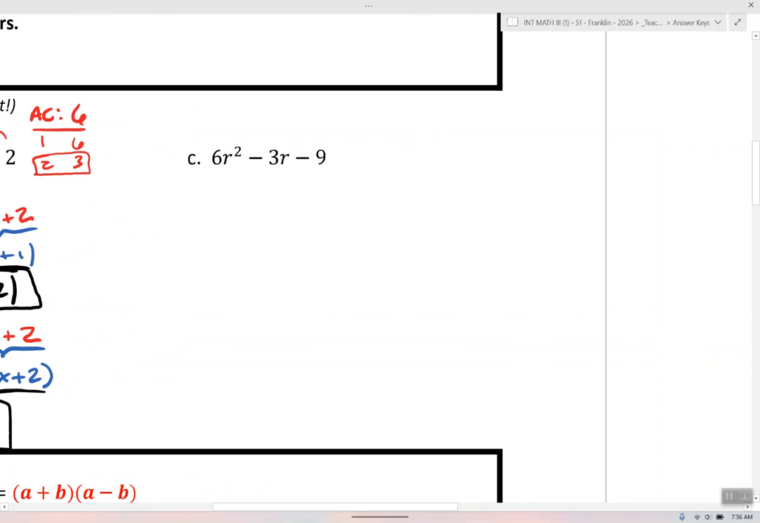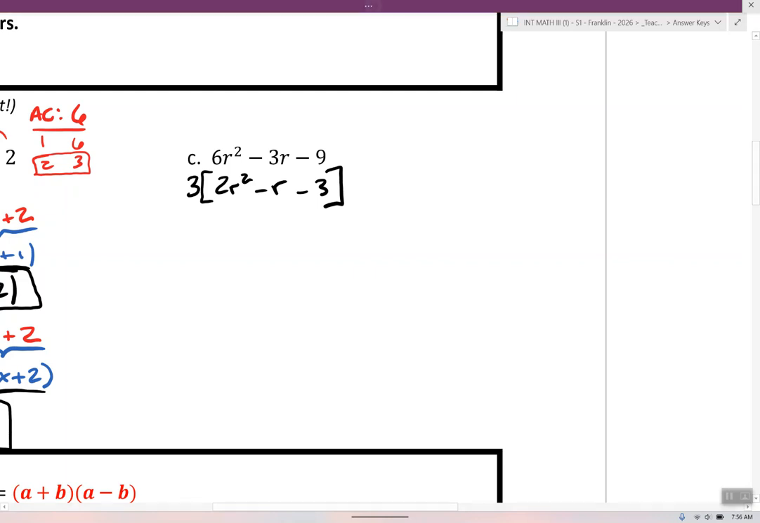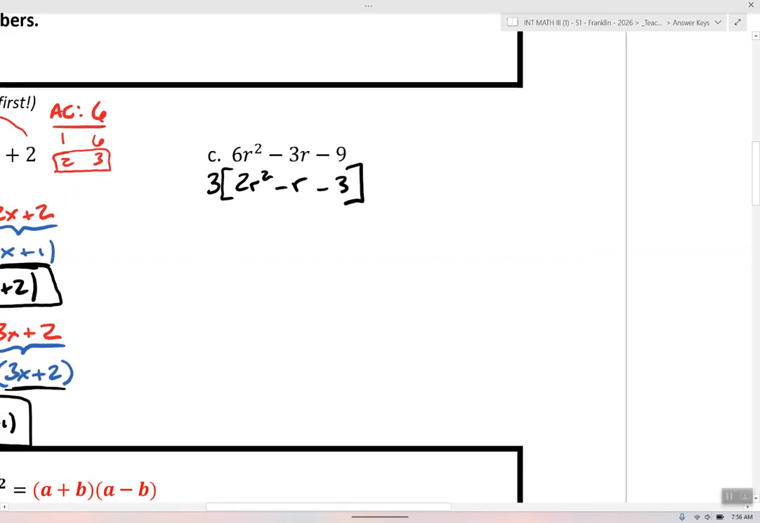Okay, example C, something to watch out for here is we do have a GCF we can take out at the beginning. We can divide everything by 3, leaving 2r squared minus r minus 3. Now you don't have to do that. You can always take it out at the end, but it will make your work easier in the meantime. So now my AC numbers are 2 and negative 3, which gives me negative 6 for AC. I'm looking for two numbers that multiply to negative 6 and add to negative 1.